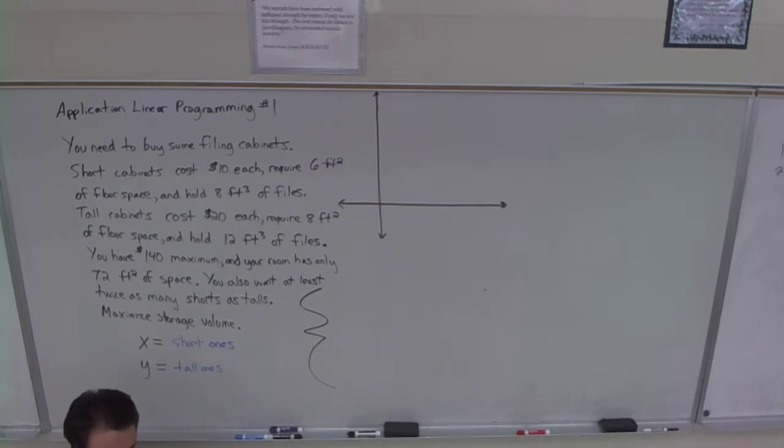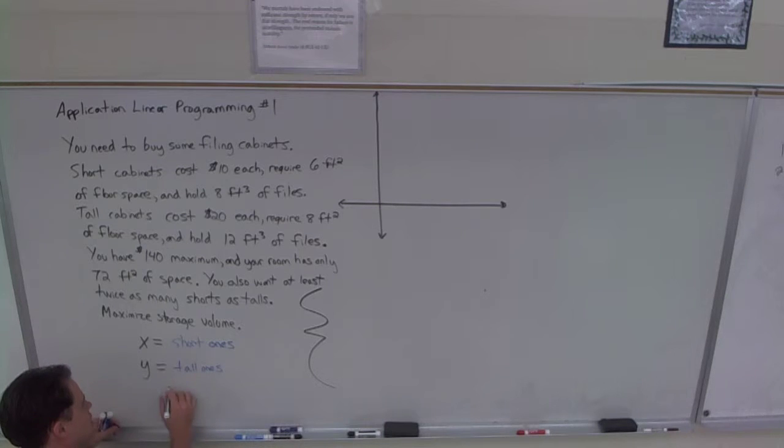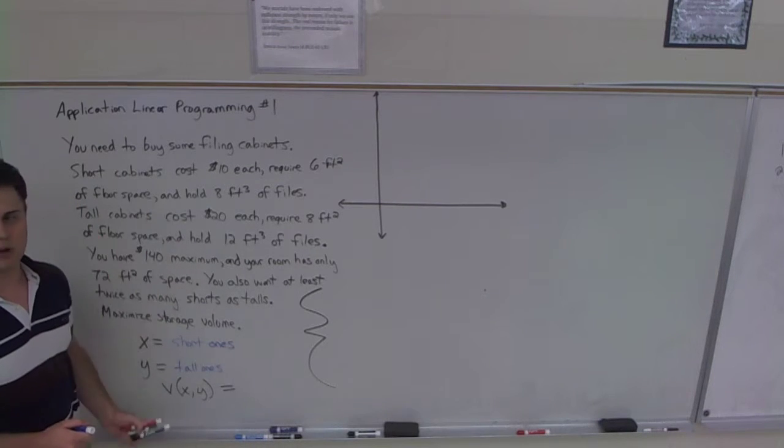Okay. Then I said, pull out your function. We wanted to maximize volume. So I'm going to call it V. You can call it whatever you want. That doesn't matter. So my function that I'm trying to maximize is volume based on the x's and the y's. So V of x, y. Which numbers in here have to do with volume? Only a couple.